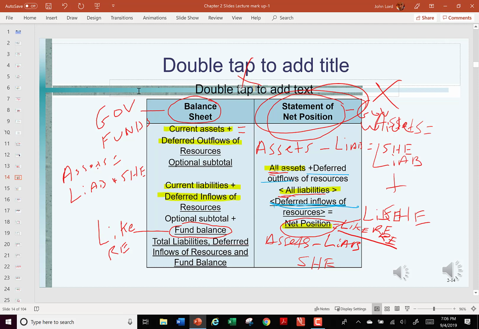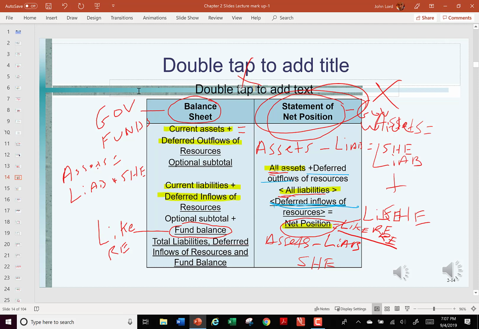We simply show, and the reason we're calling out all assets, all liabilities, is just to distinguish from our governmental fund balance sheet, which just shows what? Current items. Only shows current assets and current liabilities. So that's why we're saying all assets, all liabilities, both long-term and short-term. The difference between the assets and liabilities equals what? Net position. Net position is like retained earnings.